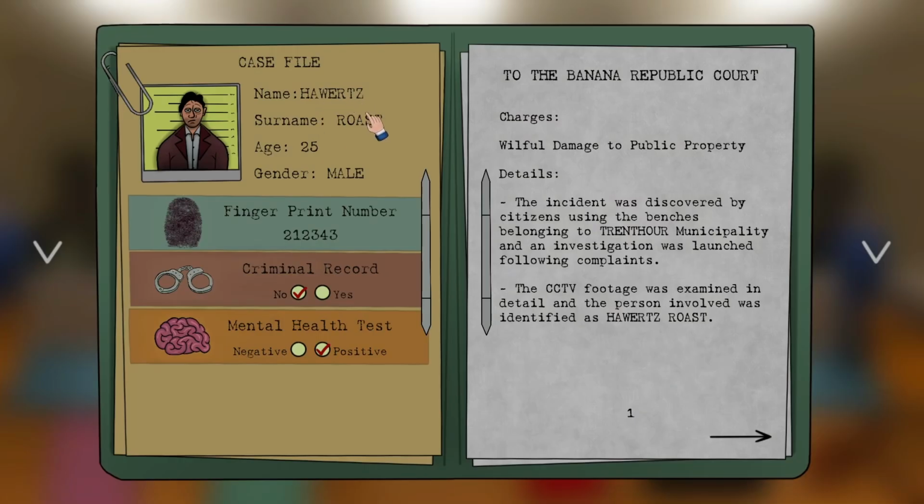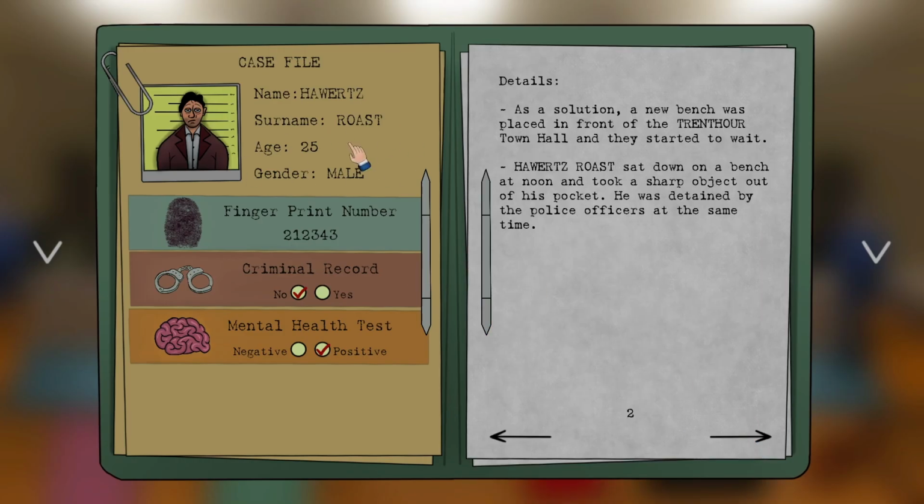Okay. We have week 3, case 2. Hogwarts Roast. Fingerprint number 212343. No criminal record, but positive in the mental health test. I'm guessing positive means they're good. Negative means they are bad. Willful damage to public property. The incident was discovered by citizens using the benches belonging to Trenthor municipality, and an investigation was launched following complaints. The CCTV footage was examined in detail, and the person involved was identified as Hogwarts Roast. So you got caught on camera.